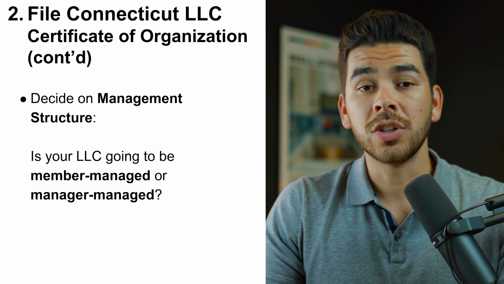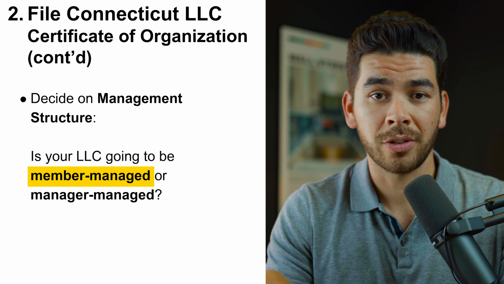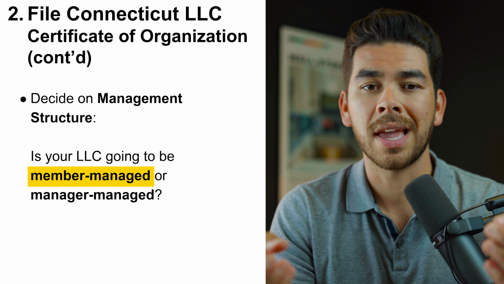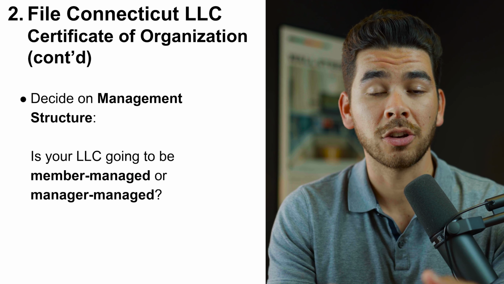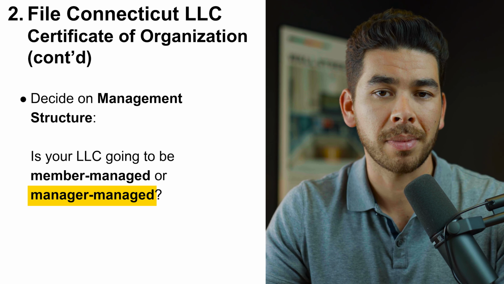The next thing that you'll need to do is to decide on the management structure of your LLC. There's 2 types of structure. There's member managed and manager managed. For most of the people watching this video, you're going to be a member managed LLC. Now, if you're living outside of the US or outside of the state that you're incorporating in, then you're probably going to want to hire a manager and be a manager managed LLC.